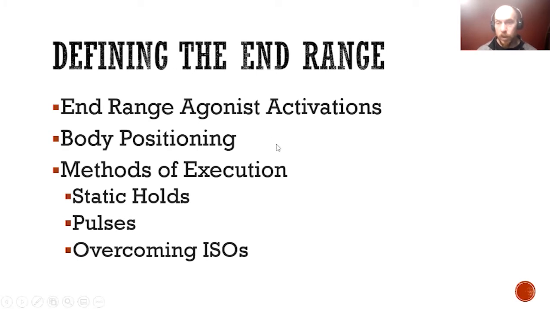So what we're going to look at with this method of execution this week are 2 different approaches. One is going to be the ascending approach, so we're going to do a set from easiest to hardest. We're going to do a static hold, a pulse, and an overcoming isometric all within one set. And then we're going to do a descending approach. We're going to start with the hardest position, the overcoming iso, and then descend down to pulses and static holds, and we'll share the experiences of both.